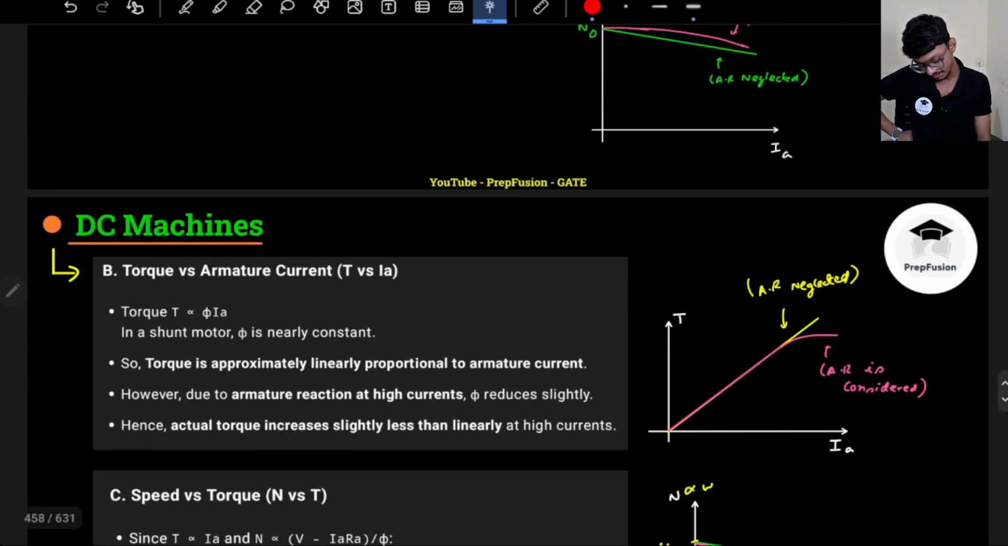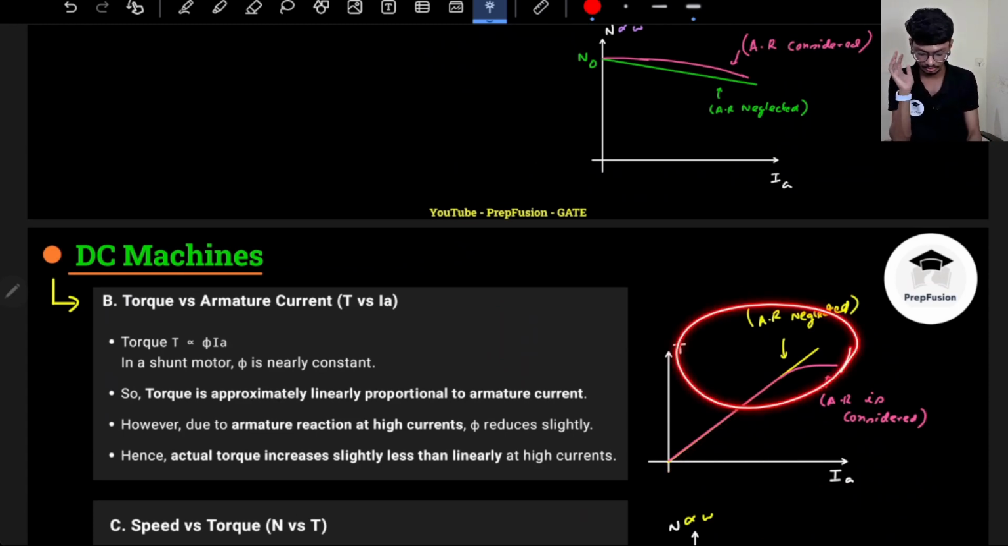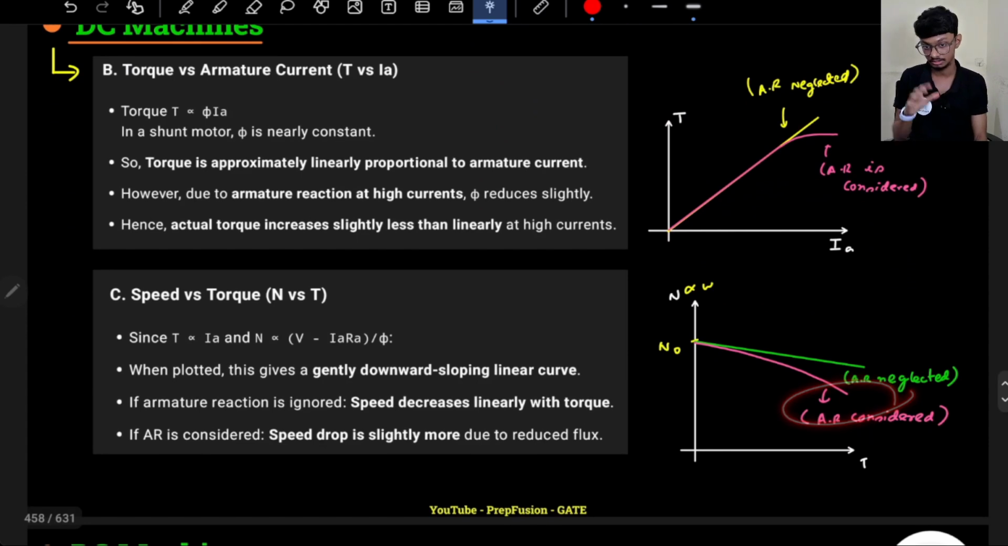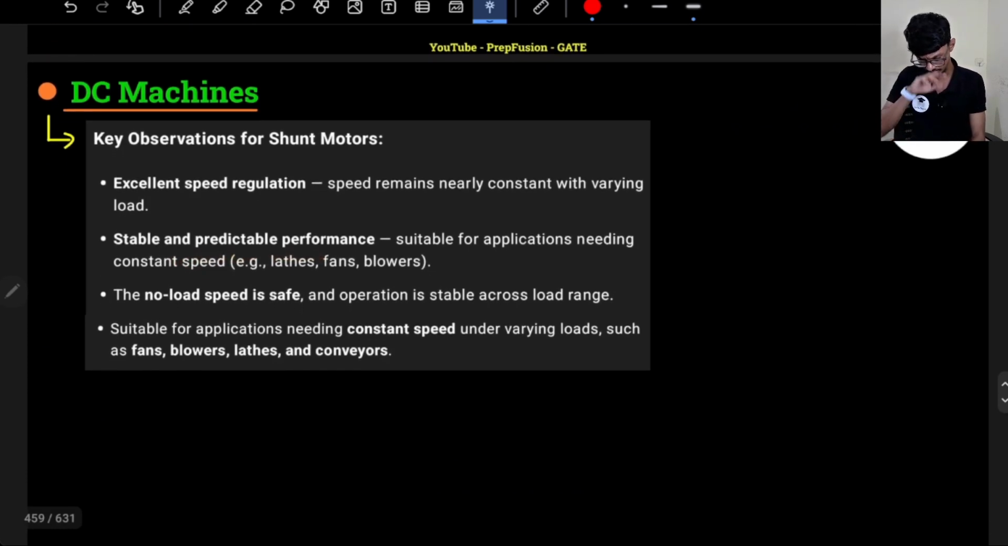So with load current, I see that if the load current is increasing, so is the torque. That means if I increase the torque, it will take more load current, so it has suitable operation. And in case of torque-speed, with increase in torque, the reduction in speed is very low, so it is very suitable for high torque applications. So stable and predictable performance, the no load speed is safe, and it is safe for stable operation.